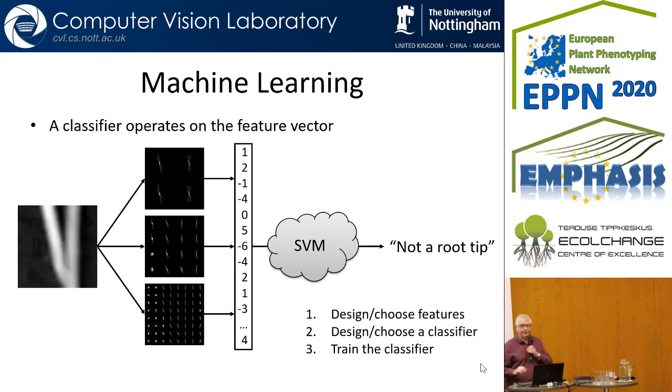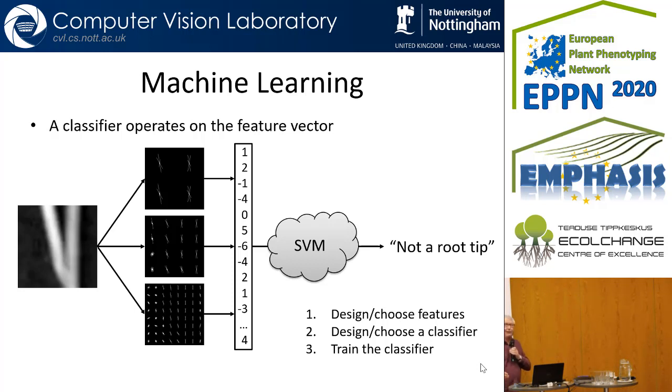Okay? So what you're doing when you do this classic approach is you design some features, choose some features for your image, write the code to extract them, choose a classifier. Support vector machines are very, very good if you're starting out. And then gather a data set and train the classifier to do the job. And if you're lucky, it will be good and it will do the job for you.